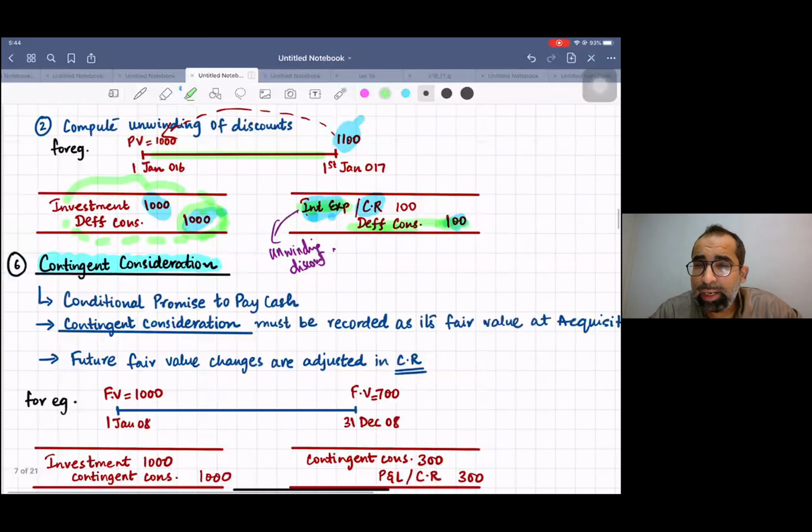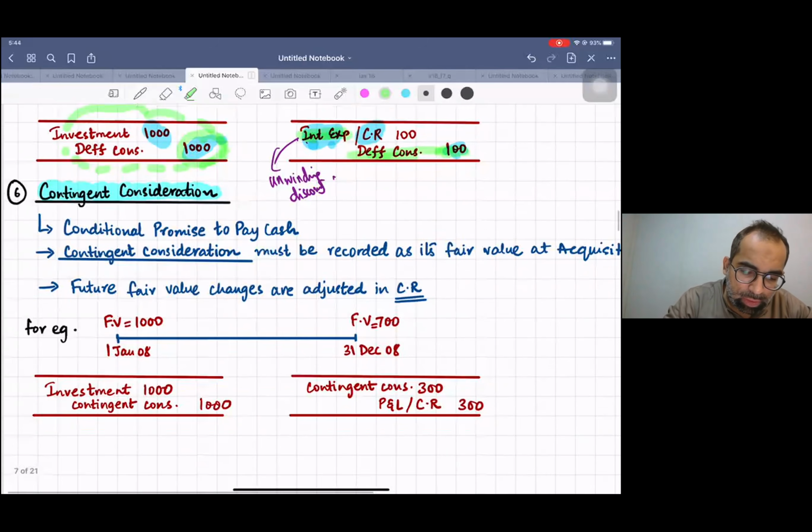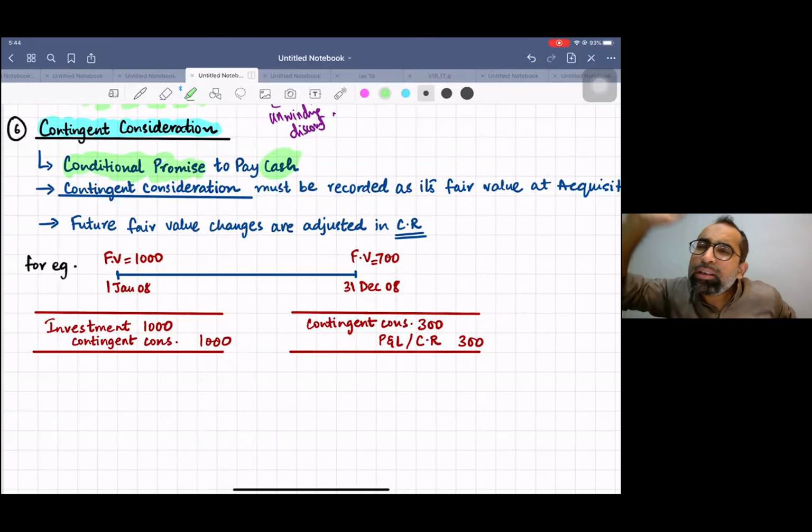Now there is one last consideration, which is called contingent consideration. Now read the words: conditional promise to pay cash. Now parent company has told S company's owners that we'll give you 2 million cash after 2 years if this company's profits go up, or if this company's EPS touches this, if the market price goes this way. So definitely now it is a conditional promise.